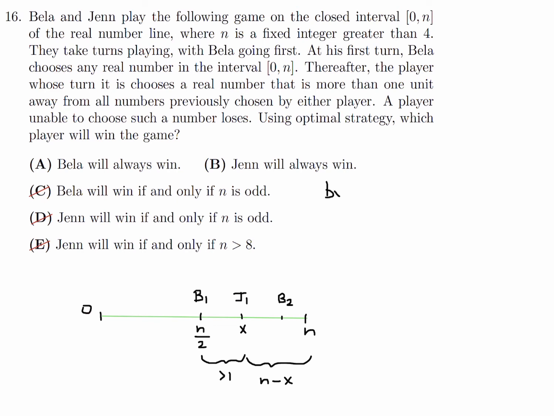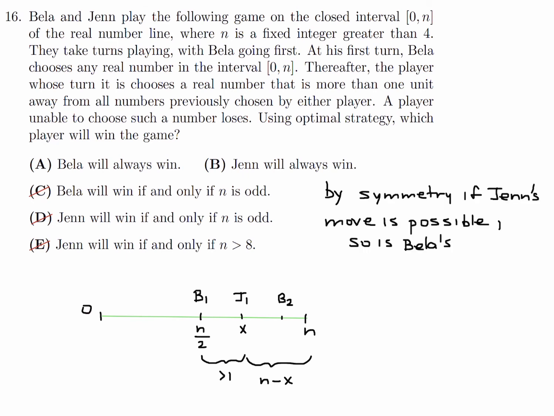So basically, by symmetry, if Jen's move is possible, Bella's move is also possible. So for example, this segment was greater than 1, and therefore this segment is also greater than 1 right here. And thus the first player to be unable to make a move will always be Jen.